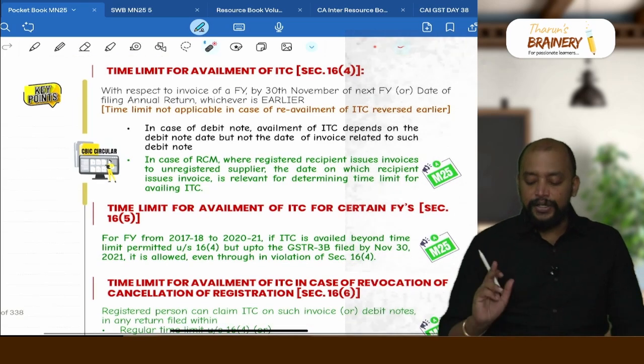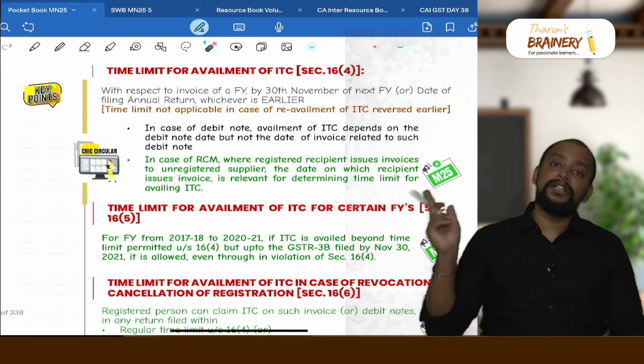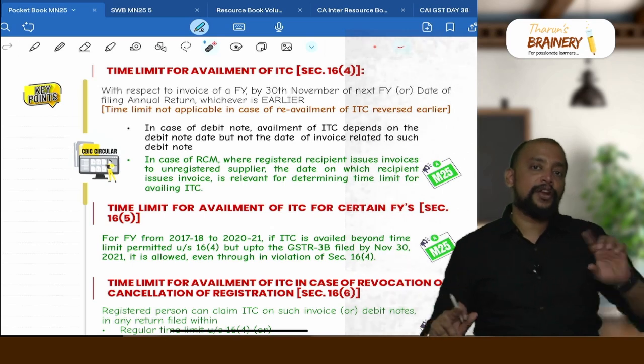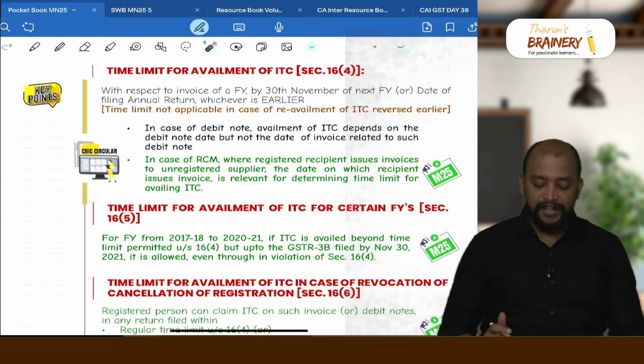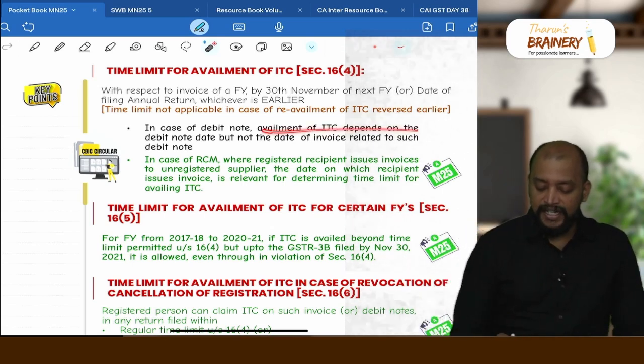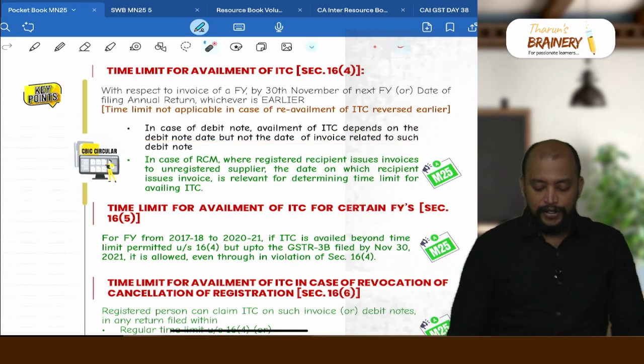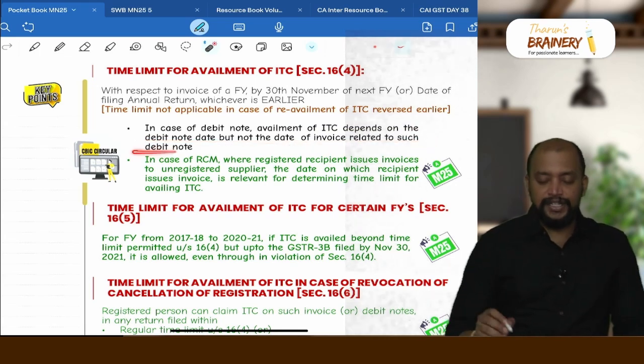Then in case of debit note, we need to see the debit note date for the purpose of availment of ITC, not the invoice for which this debit note has been given. So in case of debit note, availment of ITC depends on the debit note date, but not the date on which the invoice related to such debit note.